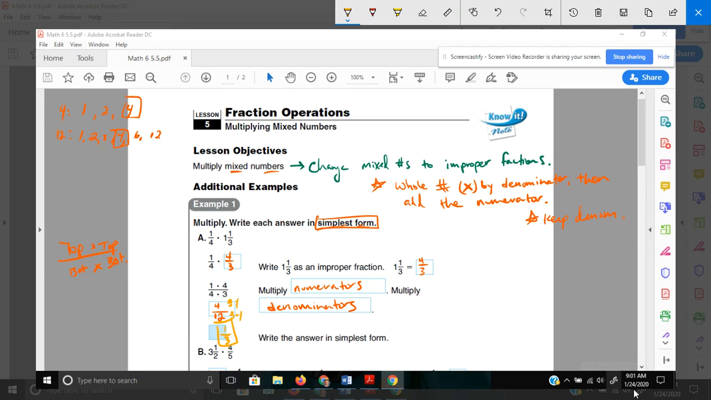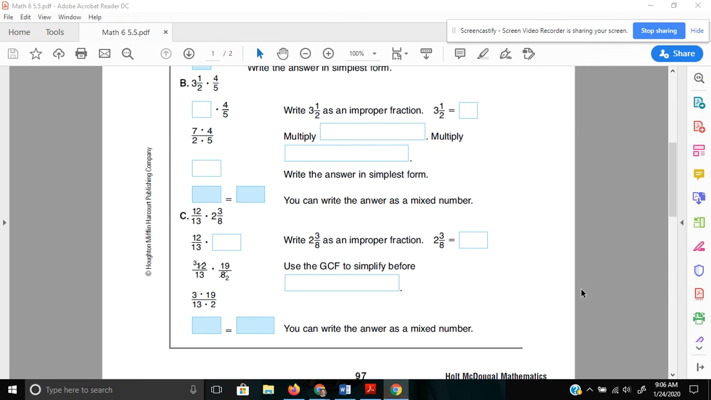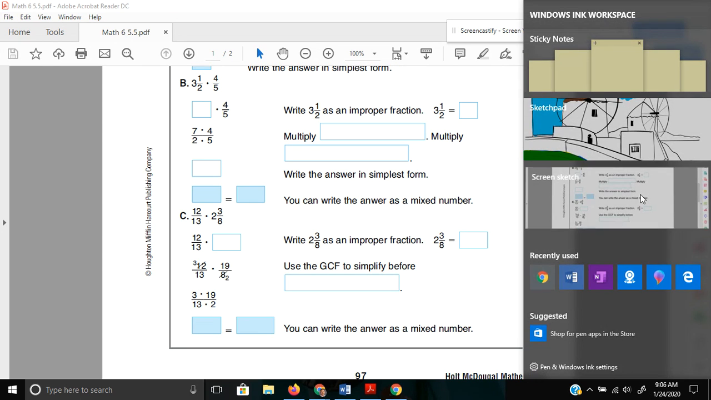That is essentially the way that you're going to work through all of these problems, is first changing that mixed number to an improper fraction, and then multiplying top times top, bottom times bottom, and then simplifying in the end, right? So that's kind of the process. We'll do a few more examples together to make sure that you're kind of catching on as we go here.